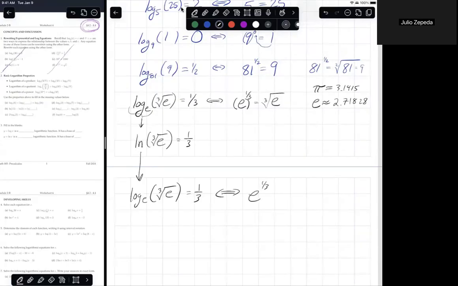So I just wanted to spend a little bit more time talking about log base e. We'll talk about it some more. But essentially, we've covered all of the material on problem number 1.